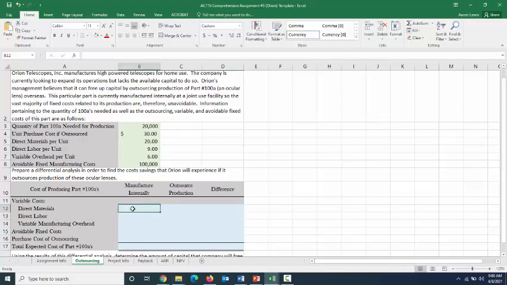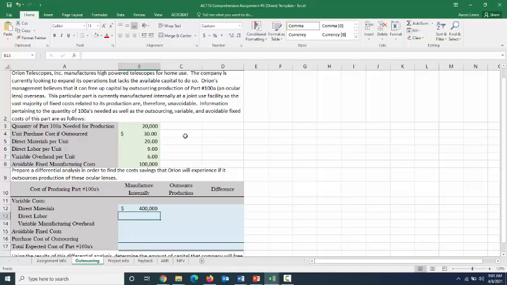So the total cost of direct materials to make Part 100A is a very relevant piece of information for our decision making. How much can Orion expect to pay in total for direct materials if they continue to produce these internally? Well, they know they're going to have to make 20,000 of them because that's what's needed for production. And they know that each one of those is going to cost $20 in direct materials to produce. So if they have to spend $20 a piece on 20,000 units, that's a total of $400,000 they can expect to spend on direct materials if they continue to manufacture Part 100A internally.